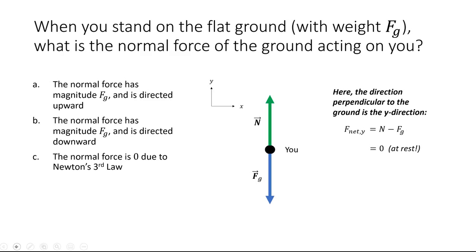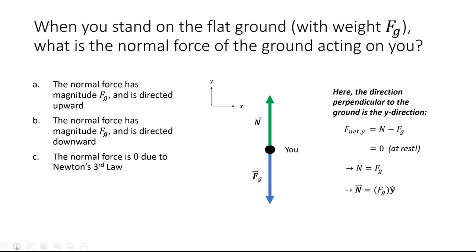Okay, so that's going to be the sum of the y components of all the forces acting on you. Then remember that F net y is also equal to mass times acceleration in the y direction. Here you're standing on the flat ground, which means you're at rest on the flat ground, so your acceleration in the y direction is 0, and that's why then we get F net is also equal to 0 in the y direction. Okay, so now we can combine these two equations and solve for the normal force.